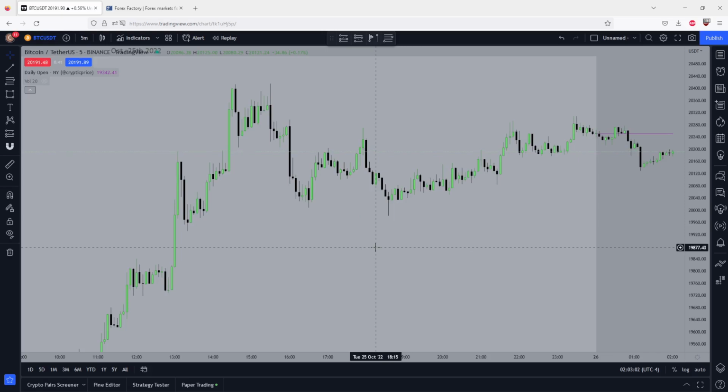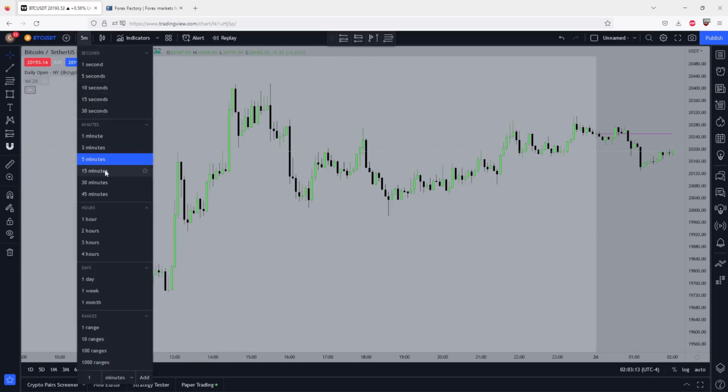All long setups, which makes sense as price repriced higher heavily yesterday. So being on the long side was definitely the correct side. And yeah, I hope you enjoyed it.